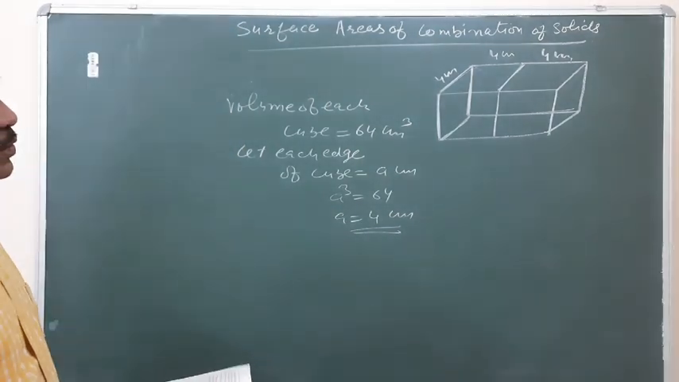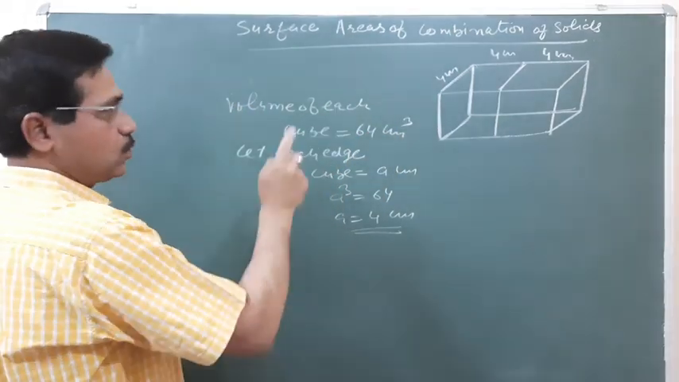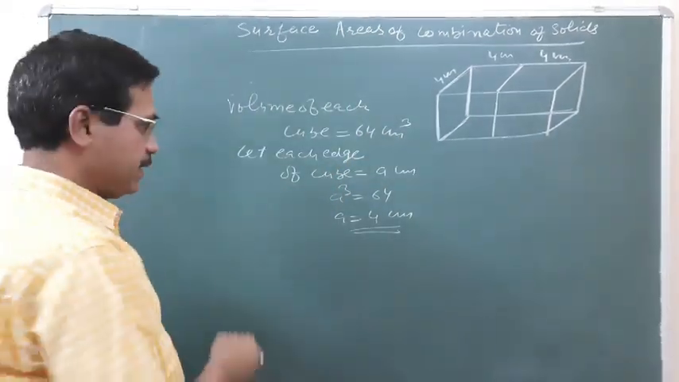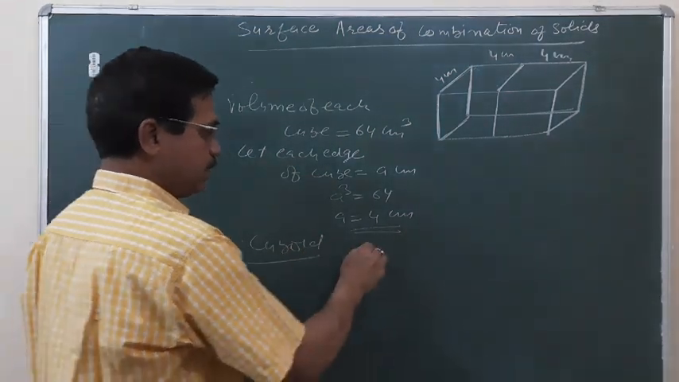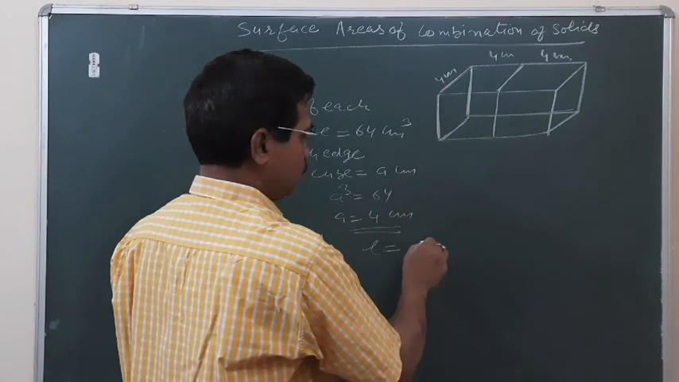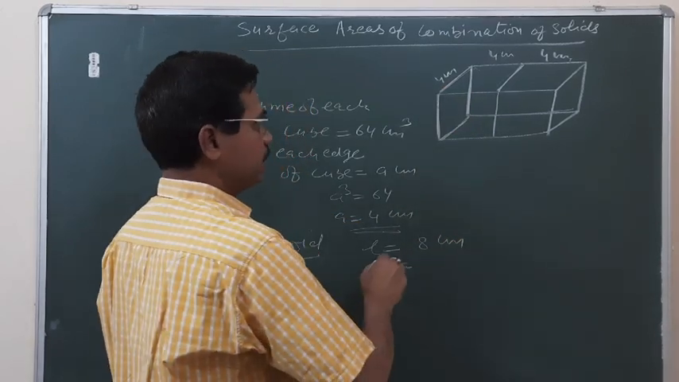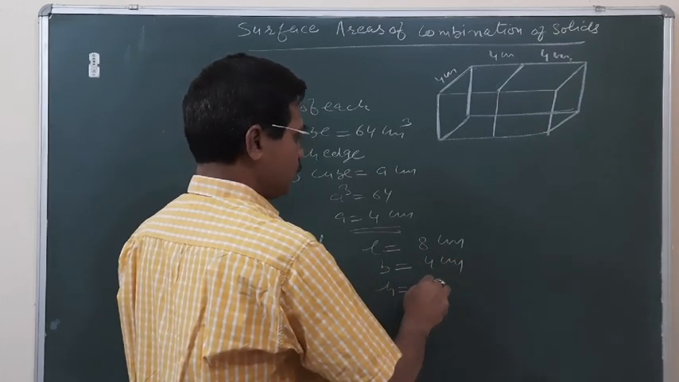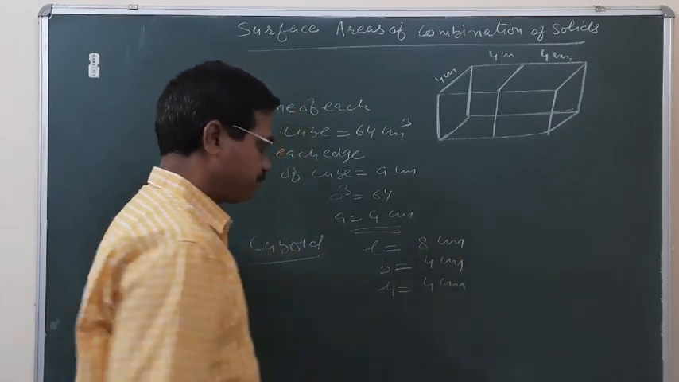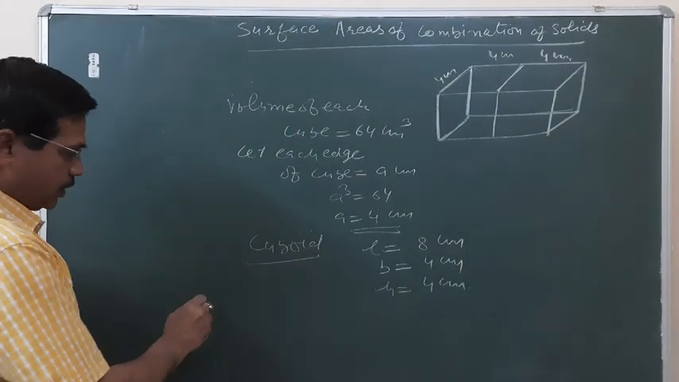Now two cubes are joined end to end. Therefore the total surface area of the resulting cuboid is formed. Therefore the length of the cuboid is 4 plus 4, 8 centimeter. The breadth of the cuboid is 4 centimeter. The height of the cuboid is also 4 centimeter. Now find the surface area.